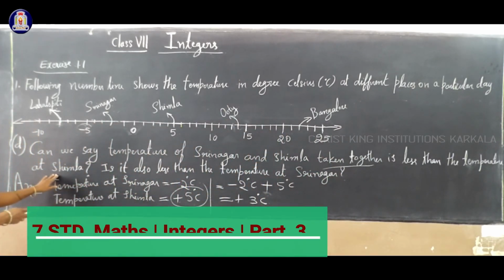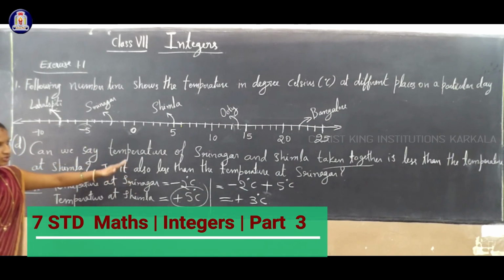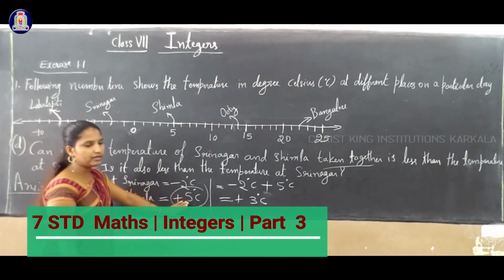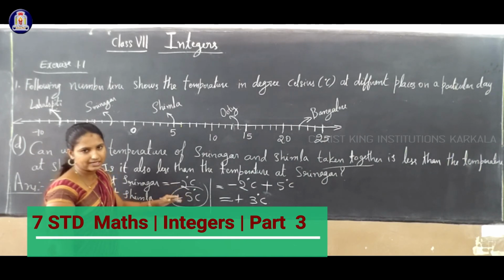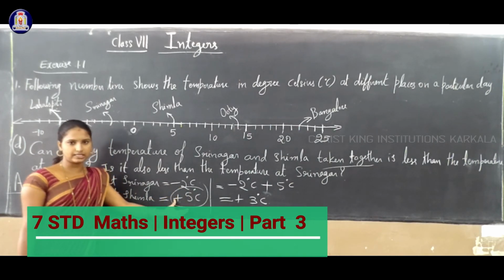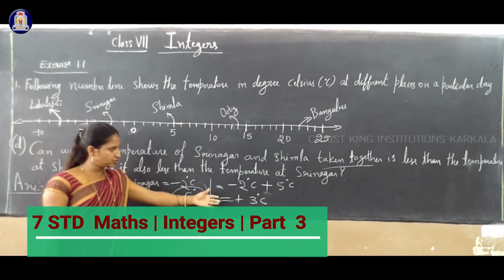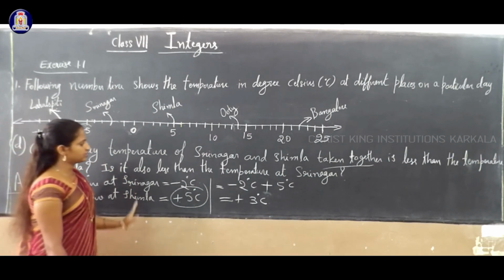So the temperature of Shimla is greater. If you add the temperatures of Srinagar and Shimla, we get plus 3 degrees Celsius, but the temperature of Shimla is plus 5 degrees Celsius, which is greater. So we can say the temperature of Shimla is greater than the temperature of Srinagar and Shimla together. Clear? So next, the second question.